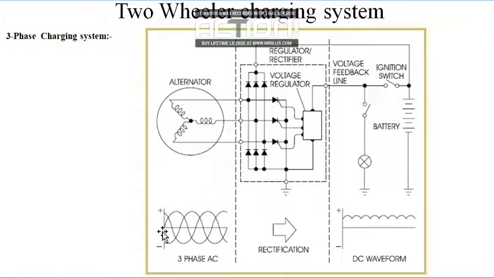Hello class. In this lecture we will see how a three-phase charging system works. Here three-phase means we have three coils. One end of the three coils is common, held together. So this is a star connection.